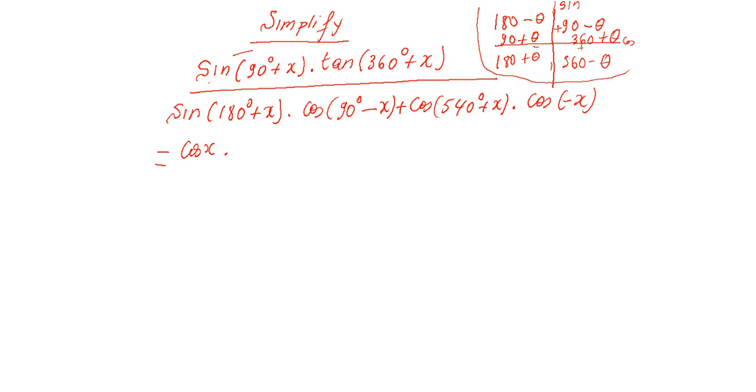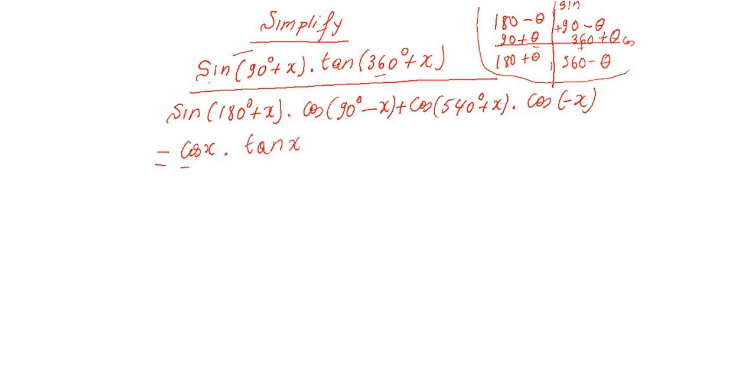Now we move on to tan. Tan(360 plus theta), we are in quadrant 1. So tan in quadrant 1 is positive, because positive divided by positive is going to give you positive. So tan 360 is not a cofunction, so it's going to remain tan x.